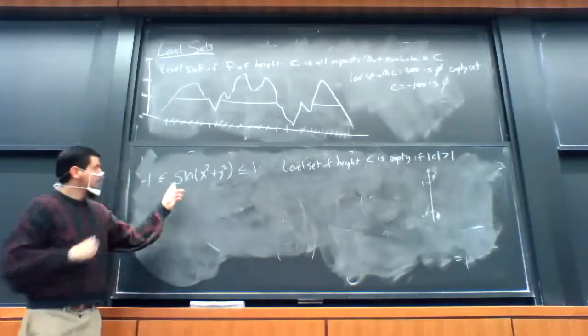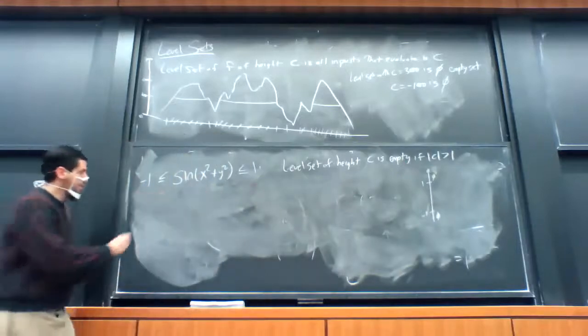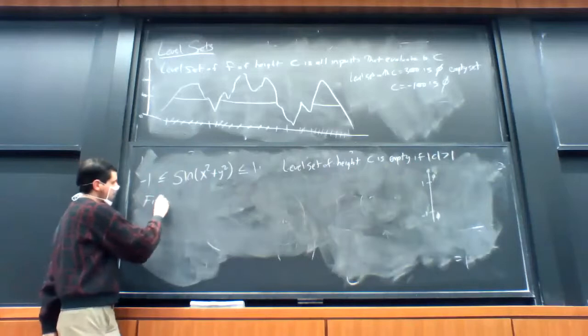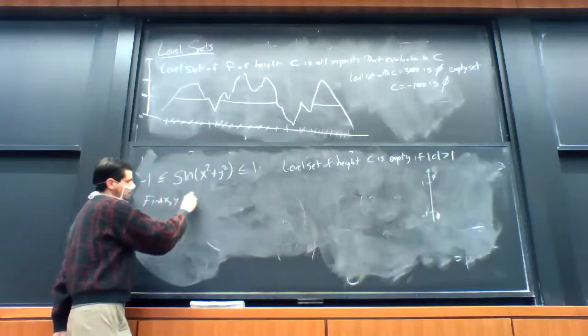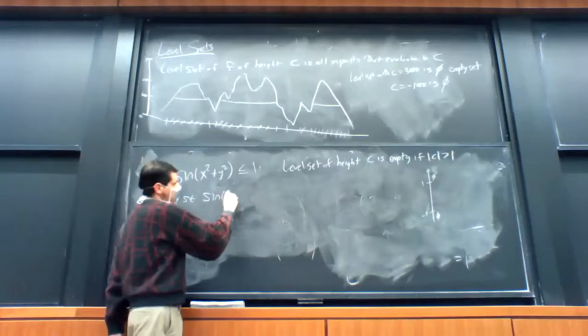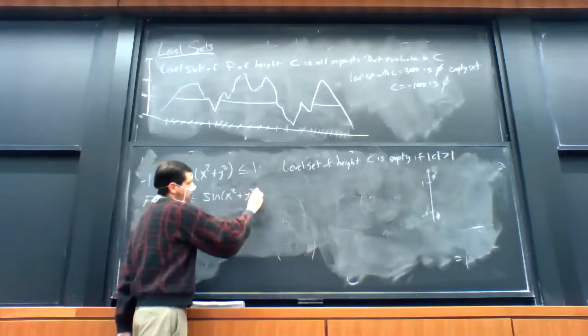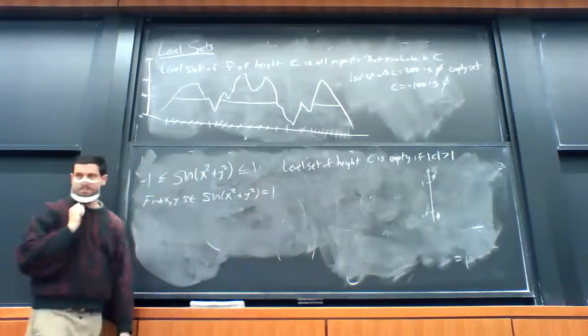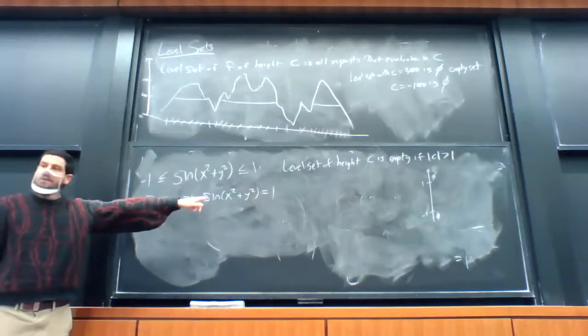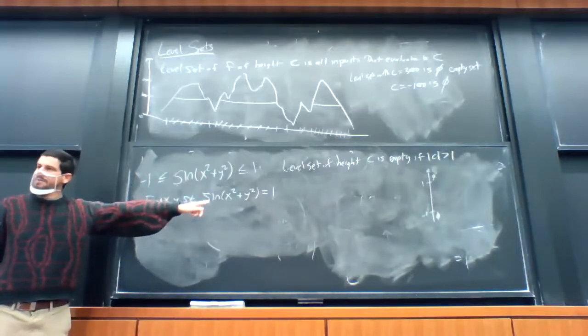One thing we could try is to see what happens if we take 1. So find x and y such that the sine of x squared plus y squared equals 1. When we look at this, how does this depend on x and y?